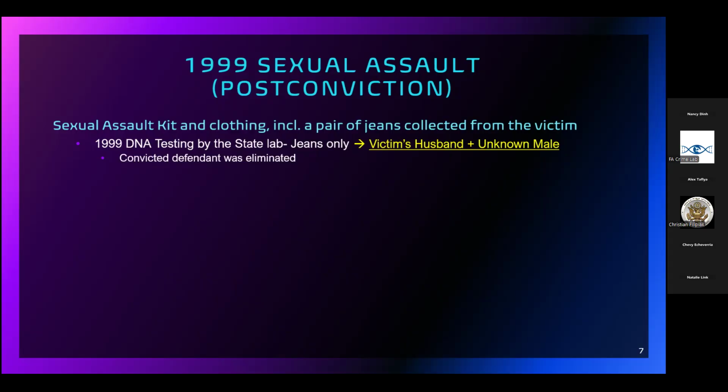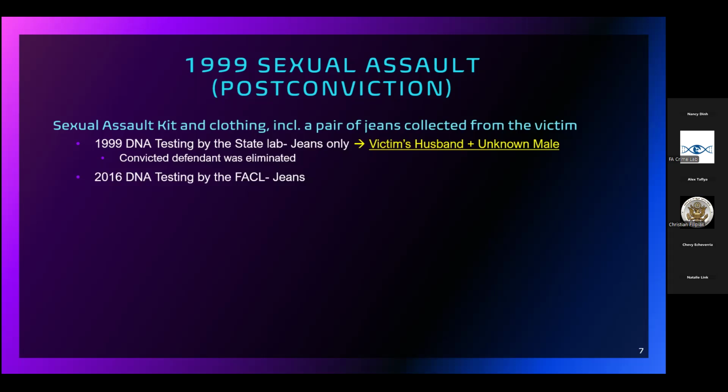At the time of this 1999 testing, the police did not obtain a DNA sample from the other man, so they couldn't compare him to this. Because the absence of evidence does not necessarily mean the absence of a crime, the defendant was convicted despite the DNA evidence not really being informative.